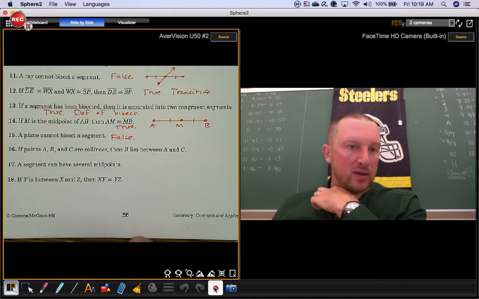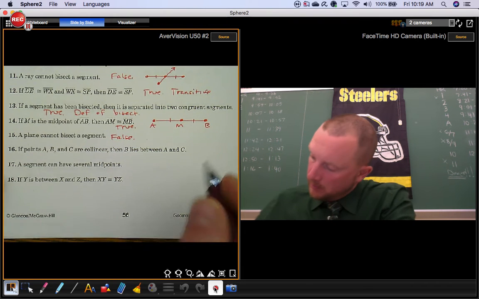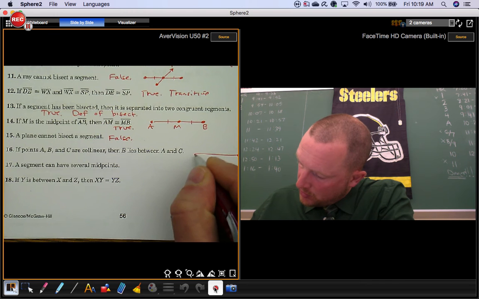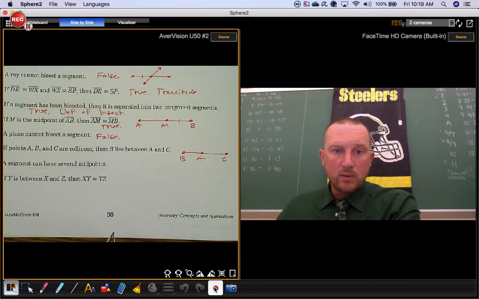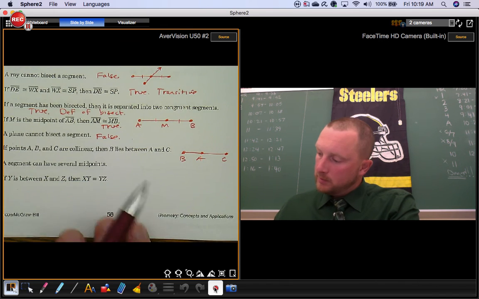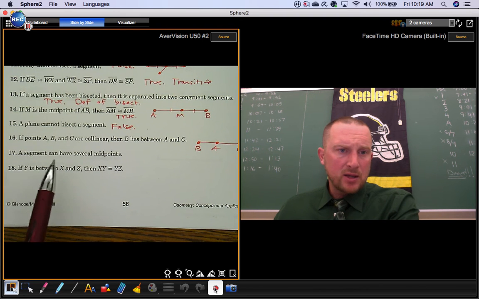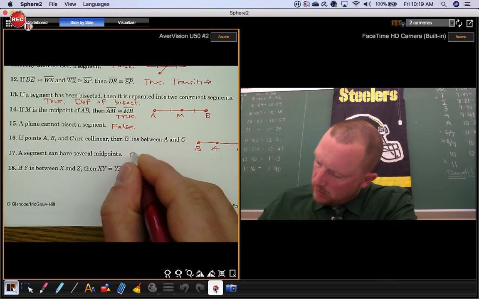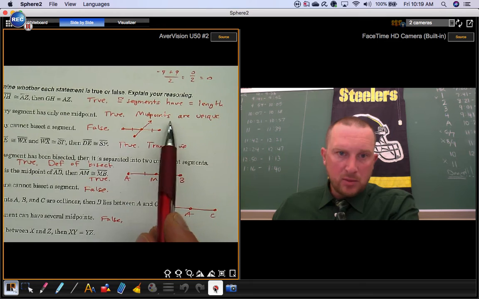Number 16, if points A, B, and C are collinear, then B lies between point A and point C. That could certainly be true, but it doesn't have to be. Those are collinear points. Point B is not between point A and C. Number 17, a segment can have several midpoints. False. We already kind of talked about this. Midpoints are unique.